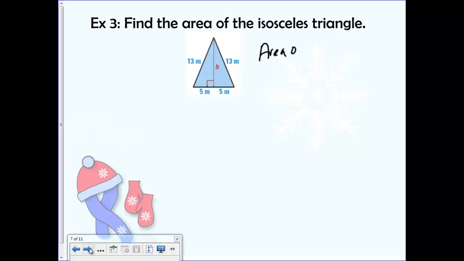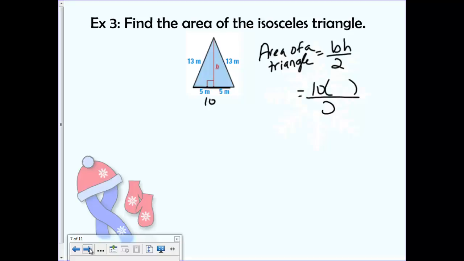Make a note on your paper, area of a triangle. Formula for you, base times height, divide by 2. Sometimes you'll see it written as 1/2 times base times height, or 0.5 times base times height. 10 is the base. Good. My base is 10. It's always divided by 2. Do I know the height? Here's my height. It's unknown right now, right?